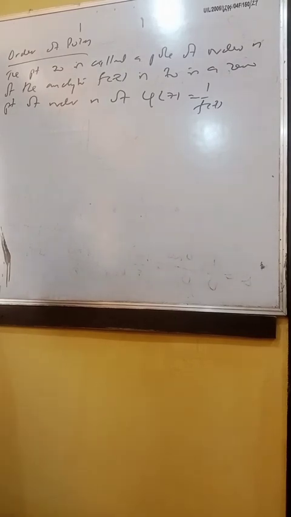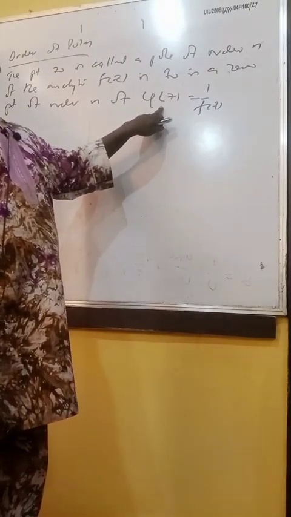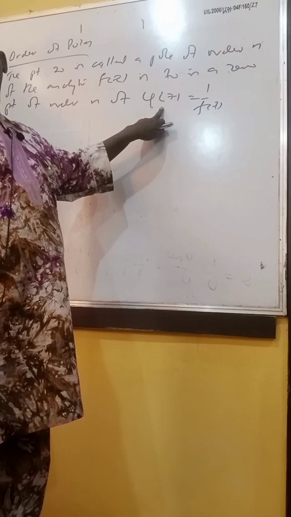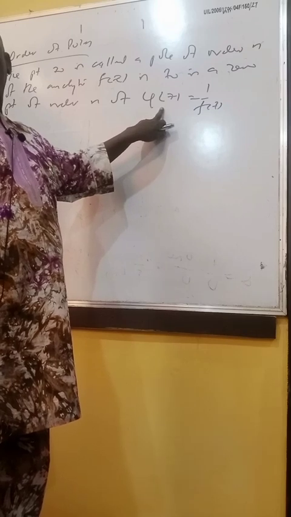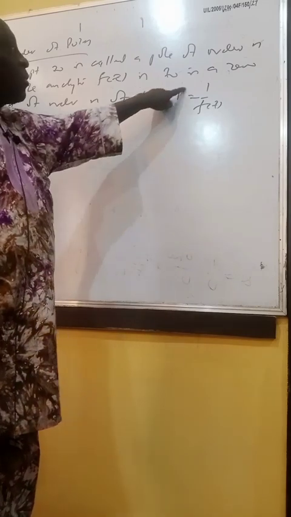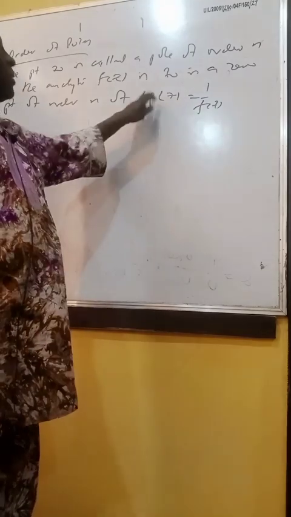So if you want to find the order of a pole of f of z, you first of all take its inverse, 1 over f of z. Whatever you get will be your phi. Is that okay? You take the inverse, you get your phi, then you look for the 0 point and its order. By the time you get the order of the 0 point, that will be the order of the pole of f of z.